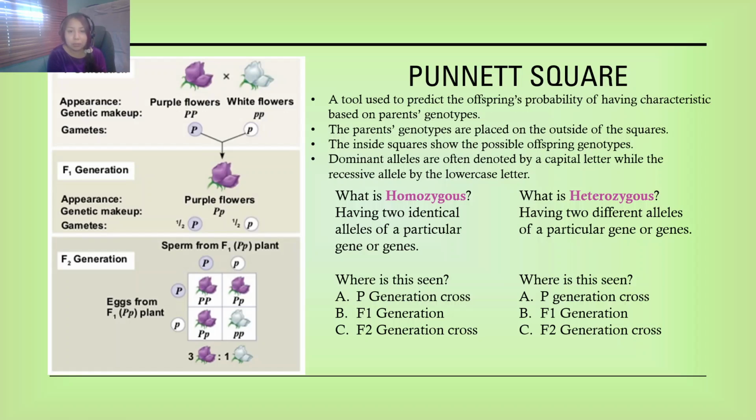So what does it mean to be homozygous? It means having 2 identical alleles of a particular gene. What about heterozygous? Yeah, so it's just 2 different alleles instead. So where can we see this?